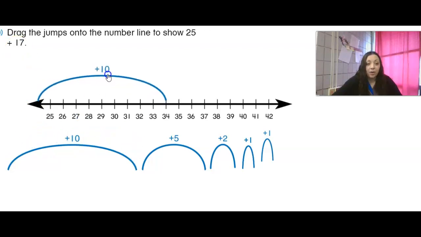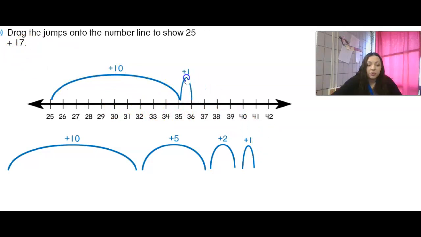So I could hop a full 10 and say 10 more than 25. Remember, if I just messed with that 10, it would be 35, and then I don't have to take 10 ones up there. Then I just need 7 more ones. So I could say we'll have 10, 11, 12, 13, 14, 15, 16, and 17.